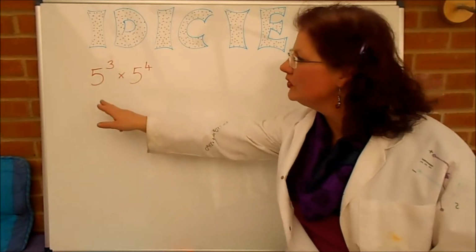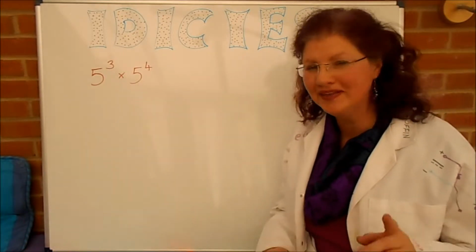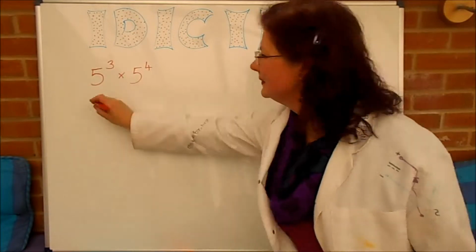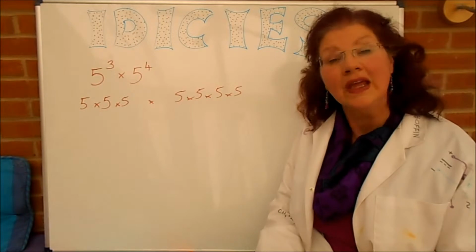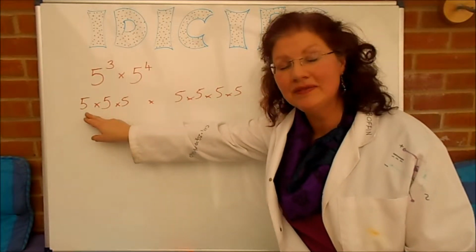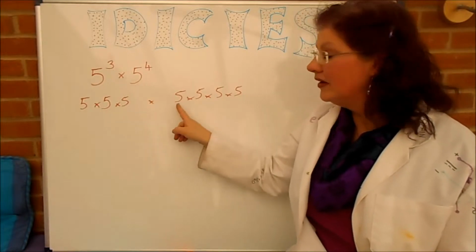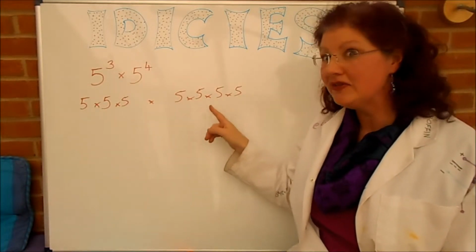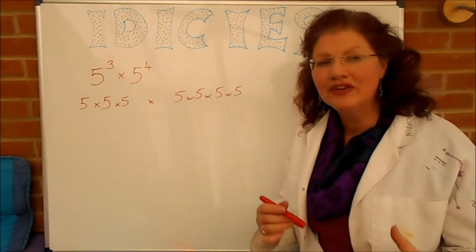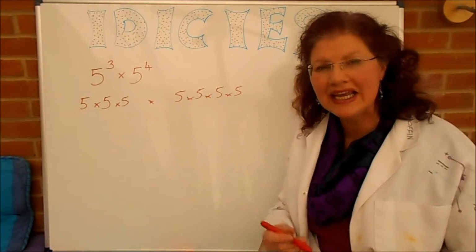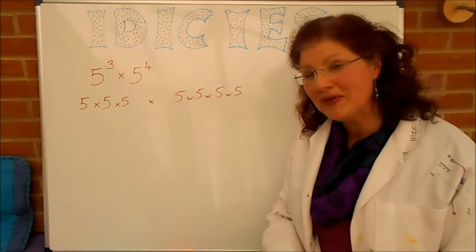For a start, I'm just going to write out what 5 to the power 3 means and what 5 to the power 4 means, and then we'll see what we can do. Right, 5 to the power 3 means 5 times 5 times 5 times by 5 to the power 4, 5 times 5 times 5 times 5. So we can see what we've got there is actually 7 5s all multiplied together. So a shorthand way of writing that, of course, would be 5 to the power 7.